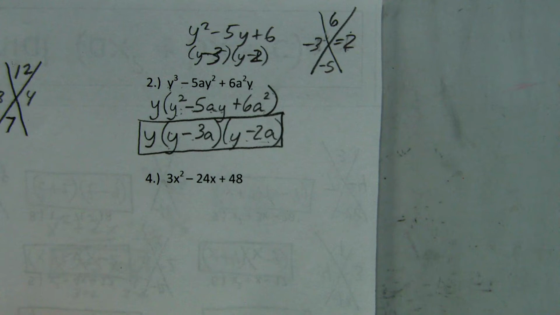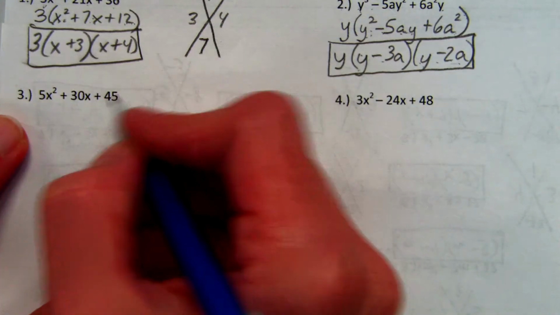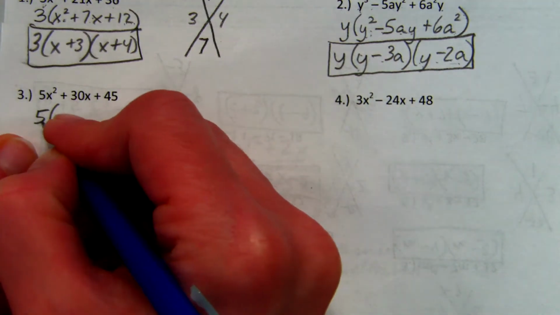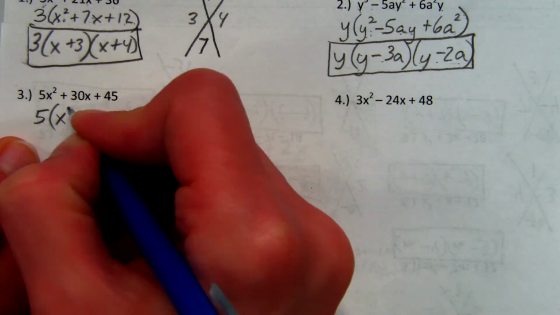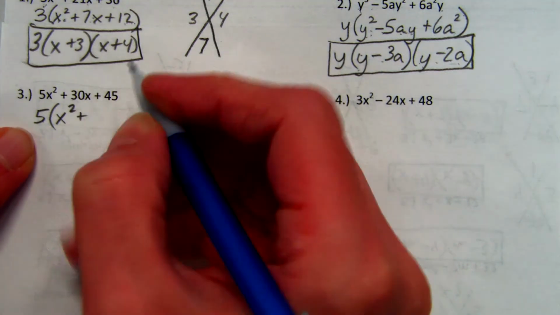Okay, let's do a couple more just normal ones. On number 3, we can take a 5 out of everything. So if I divide this by 5, sort of, we're just factoring, not really dividing, I'd be left with x squared plus, what do you take times 5 to get 30x?